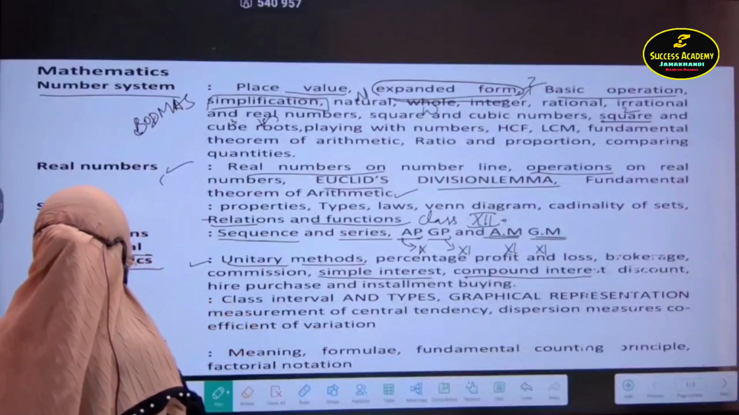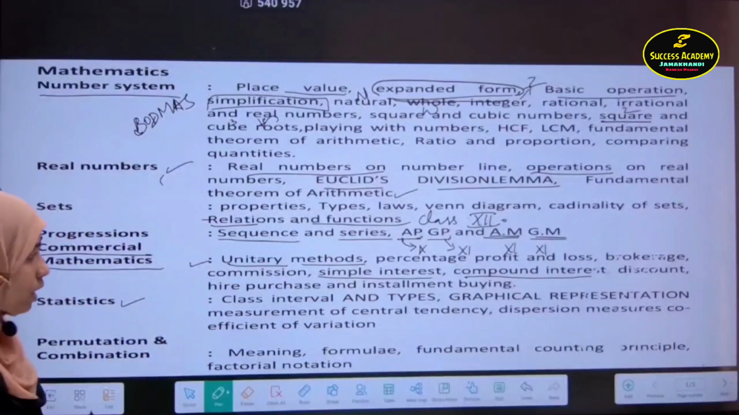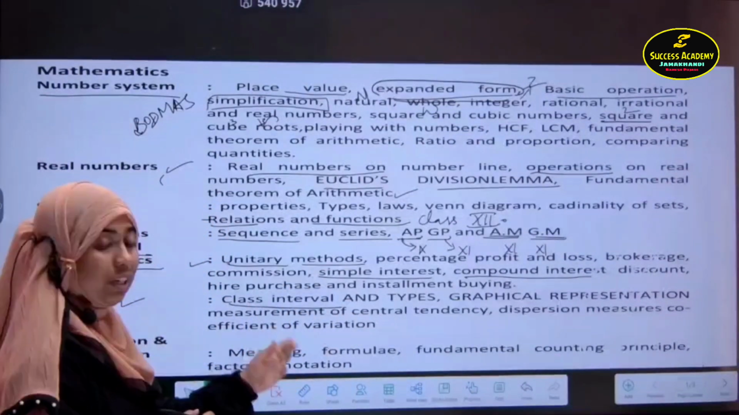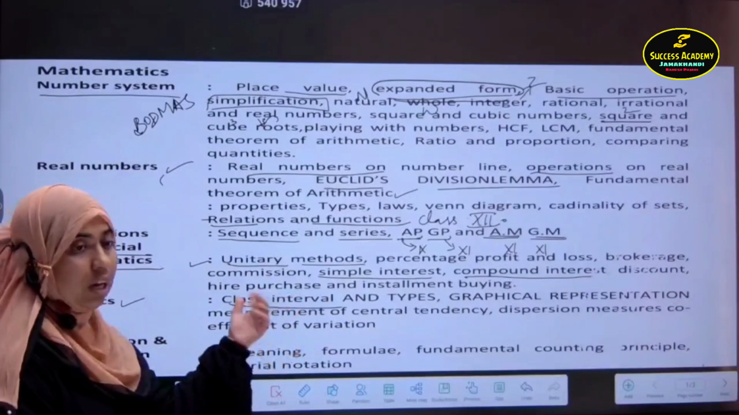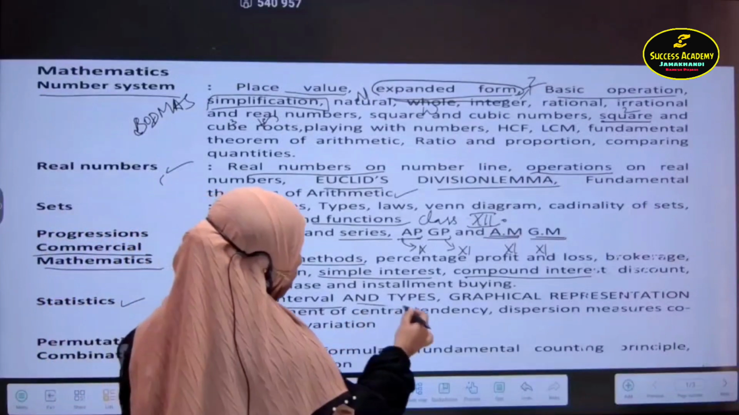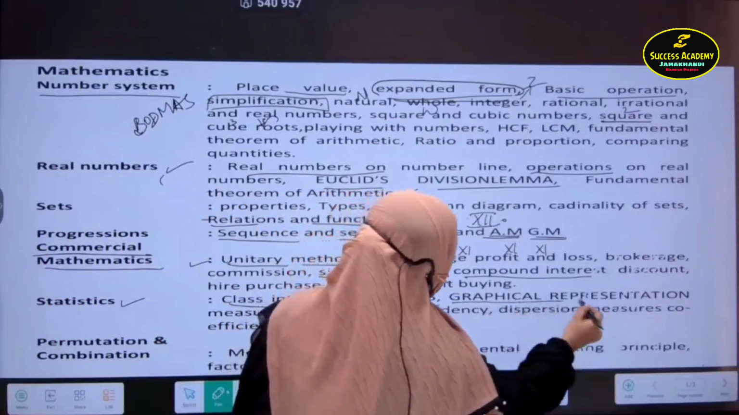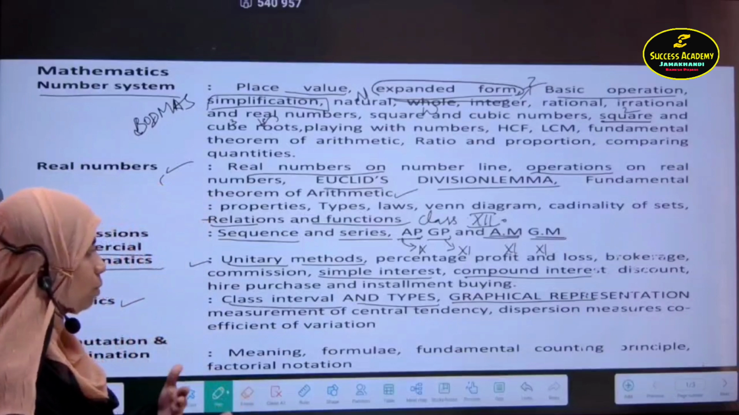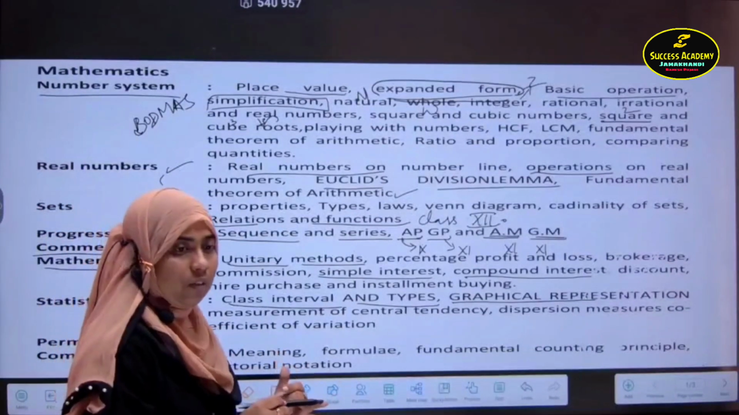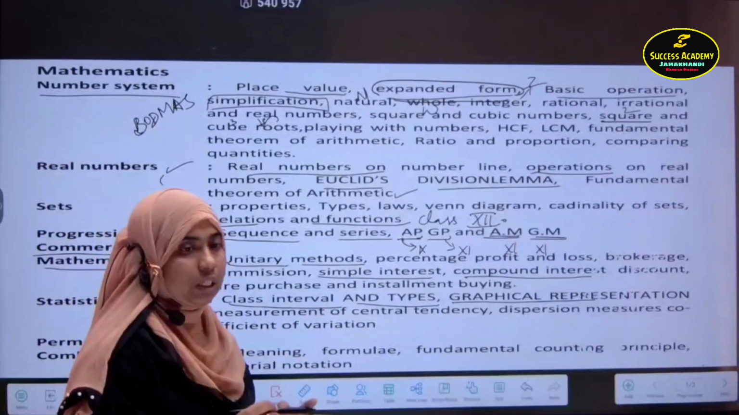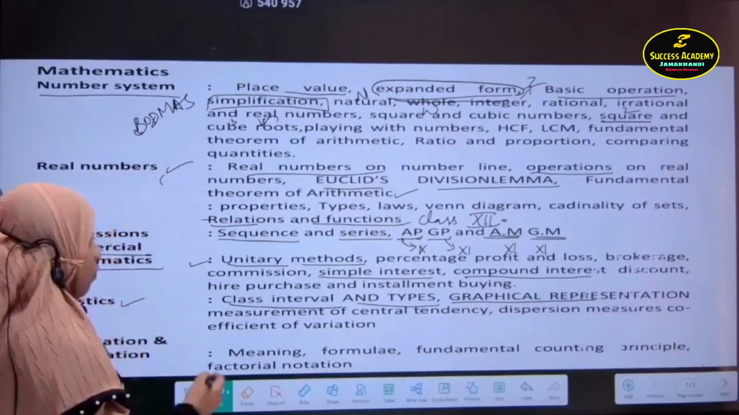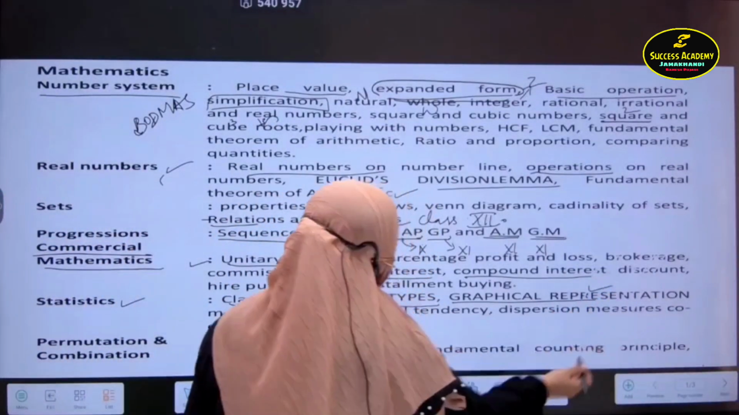Next topic is statistics. In statistics, class interval. Only class interval is mentioned, but class intervals are also of types, like inclusive class intervals and exclusive class intervals. Graphical representation: how many types of graphical representation do we have? Histogram, bar graph, line graph, pie chart, ogives, many types of graphs. We have to go through all the graphical presentations.